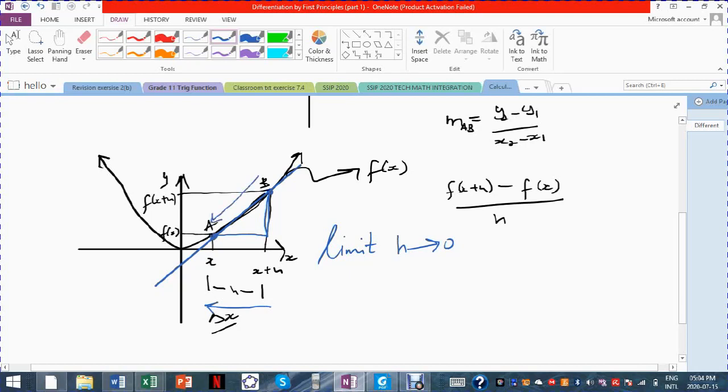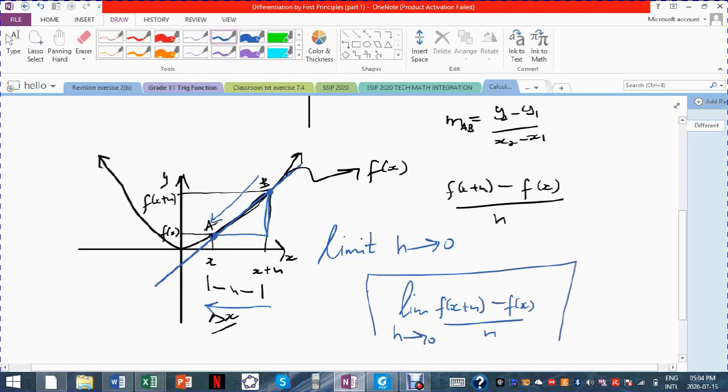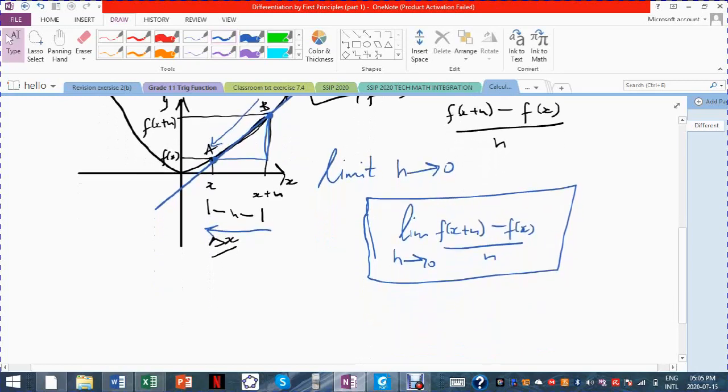Okay, so then if that's the case, you only need to take a limit of f of x, which means now you'll take the limit of f of x plus h minus f of x all over h when h approaches 0. So this will be your gradient at the point. So a limit of a certain function gives us the gradient at that point.